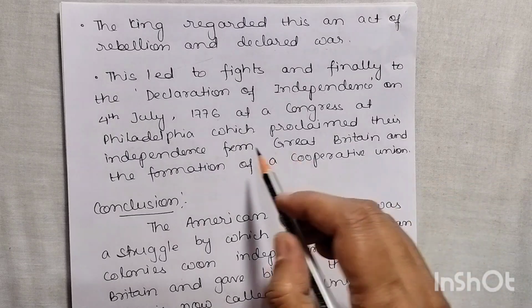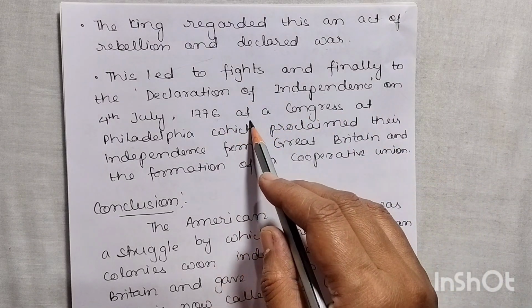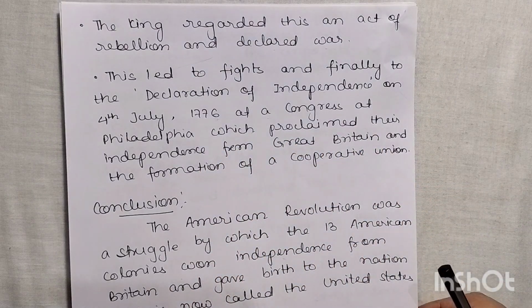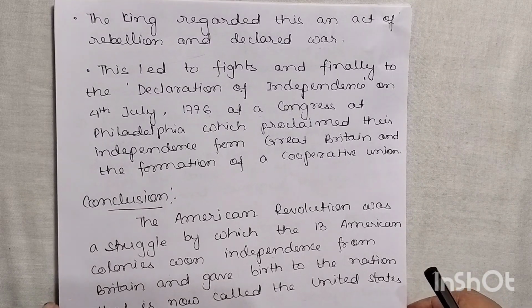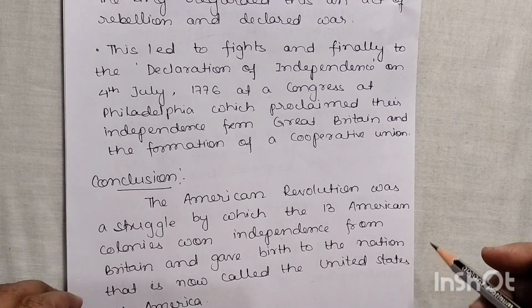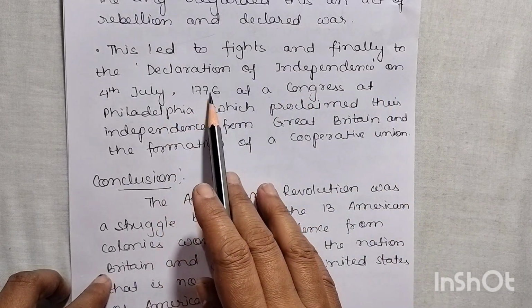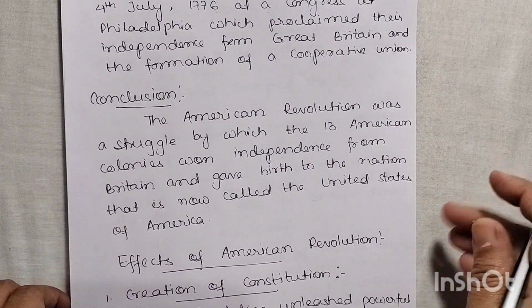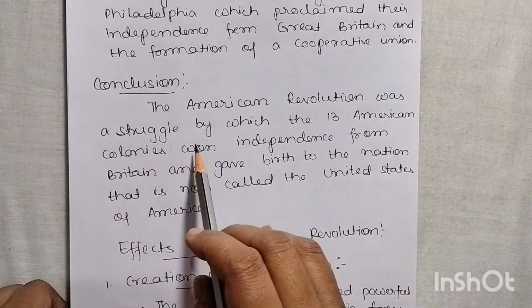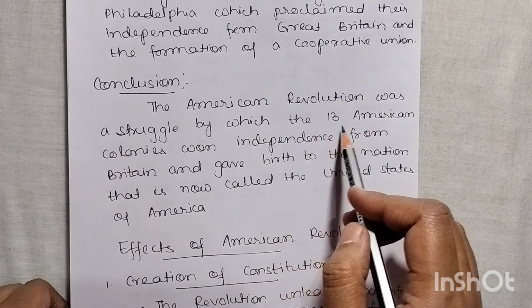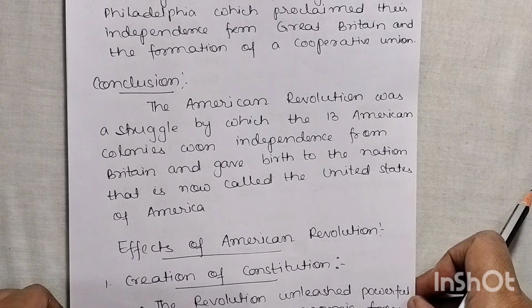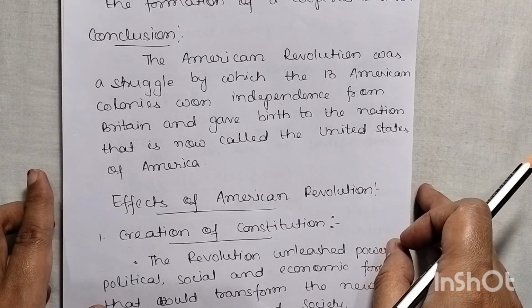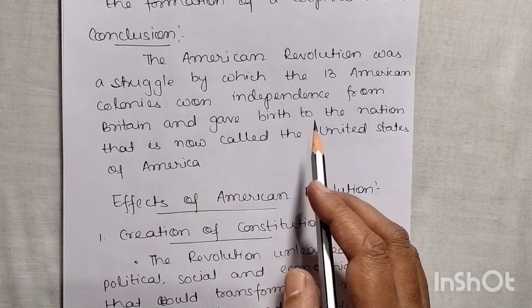This led to fights and finally to the Declaration of Independence on 4th July 1776 at Congress at Philadelphia, which proclaimed their independence from Great Britain and the formation of a cooperative union. Now these 13 colonies fought with England, and the Declaration of Independence came in July 1776. Now they declared themselves free from the authority of Great Britain, that is England. Okay. The American Revolution was a struggle by which 13 American colonies won independence from Britain and gave birth to a nation that is now called the United States of America. So these are the 5 reasons that I have given you, the causes of the American Revolution.